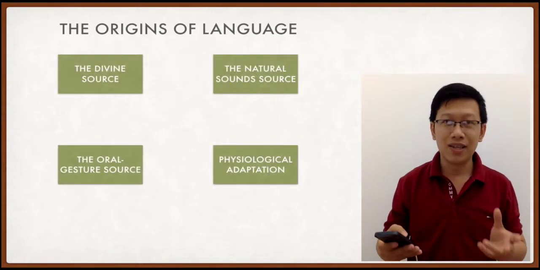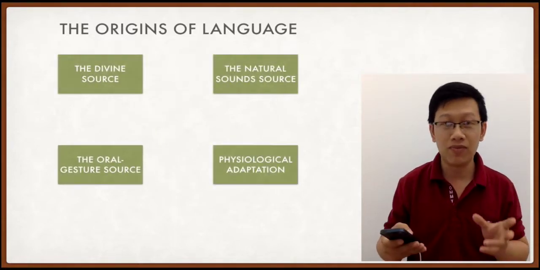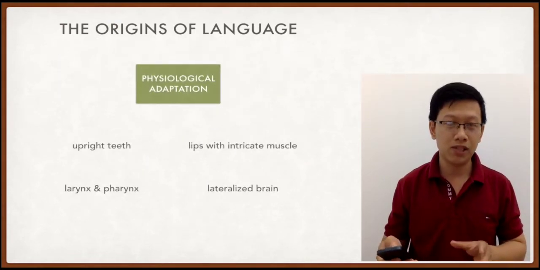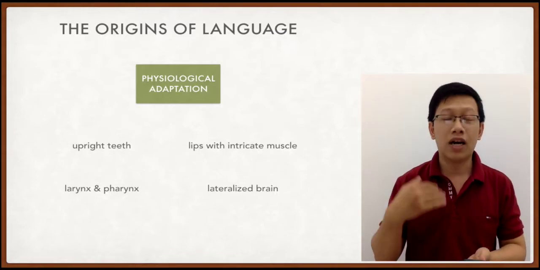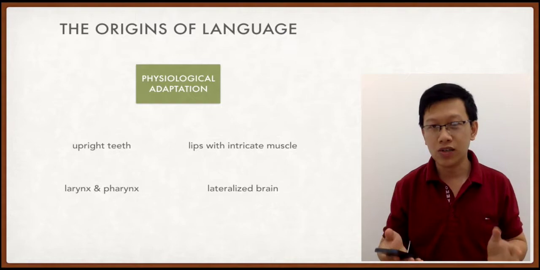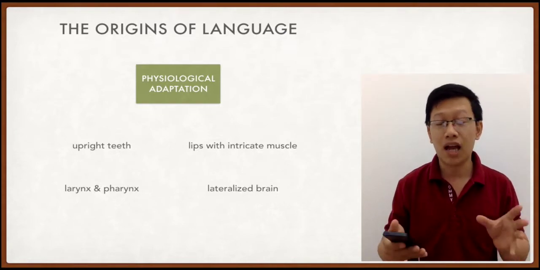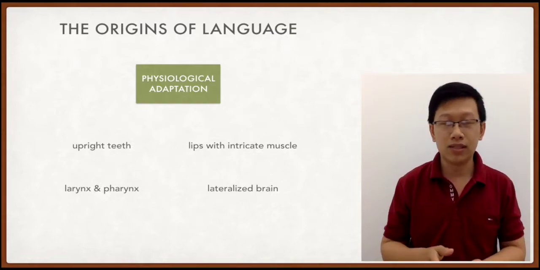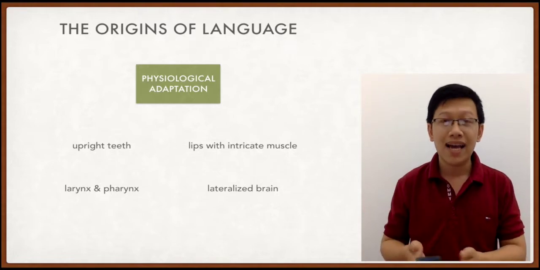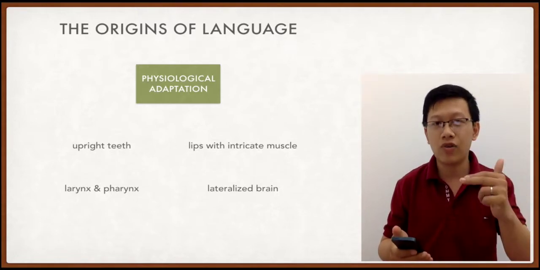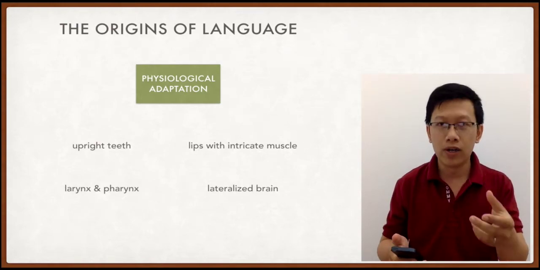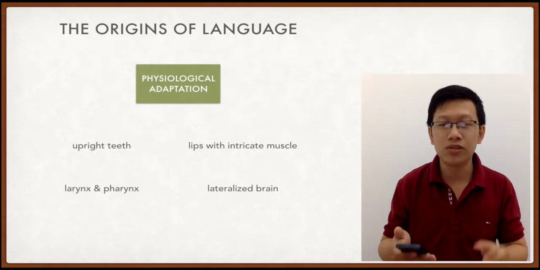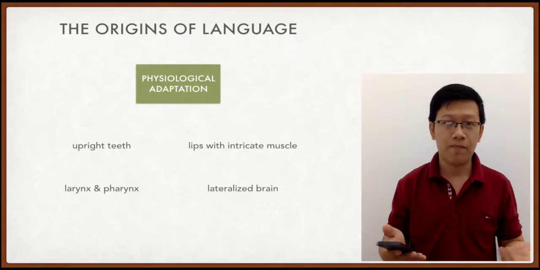And that's why we need to take a look at the last source of the development of language, physiological adaptation. When we say physiological adaptation, we talk about the physiology of our body, the different organs inside our body, especially the speech organs. Human beings are different from animals in the sense that we have upright teeth. Our teeth do not slant forward. They do not protrude forward, which makes it easier for us to pronounce speech, for the tongue to touch the teeth in order to create certain sounds, like f and v.